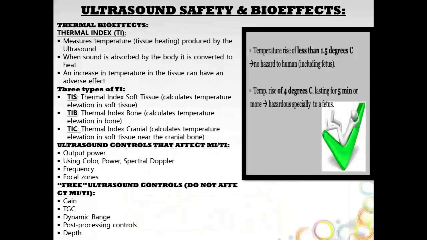So thermal bioeffects, this is our TI, thermal index. There's three types of TI, TIS, TIB, and TIC, and these all have to do with the level when imaging different things, such as soft tissue or near bone, etc. Ultrasound controls that are going to affect the mechanical index, the MI, and the thermal index, the TI, are going to be output power, your Doppler controls, frequency, and your focal zones.